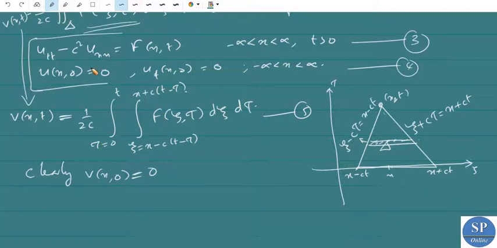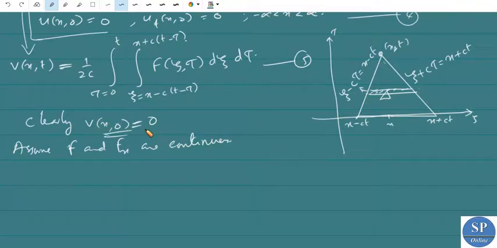So we will prove that this V is a solution of equations 3 and 4 under the assumption that f and fx are continuous. Okay, so we are assuming f and fx are continuous. So we already proved that V of x, 0 equals 0. Now to find the derivative, that is, we need to find vt. So to find the derivative we can use the Leibniz formula.